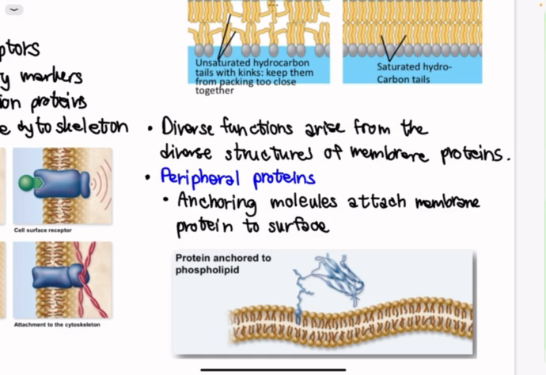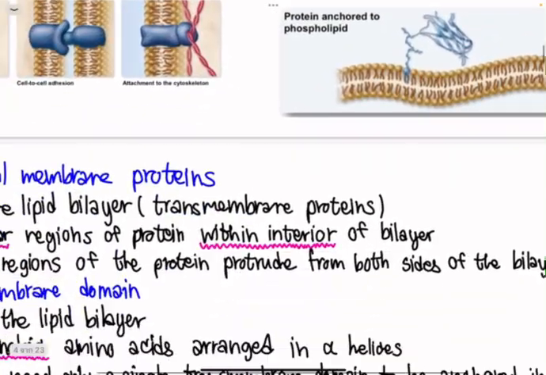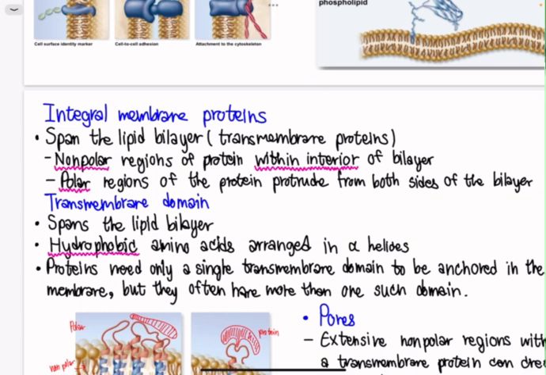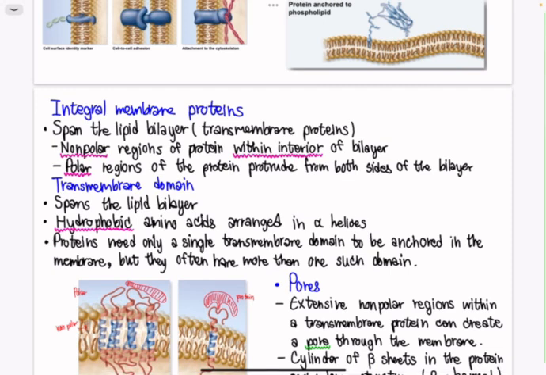Peripheral proteins are attached to the membrane surface by noncovalent interactions with other membrane proteins. Integral membrane proteins span the lipid bilayer. In a transmembrane protein, the nonpolar region of the protein is within the interior of the bilayer, and the polar regions protrude from both sides of the bilayer. A transmembrane domain spans the lipid bilayer, with hydrophobic amino acids arranged in a helix. A protein needs only a single transmembrane domain to be attached in the membrane, but often has more than one such domain.